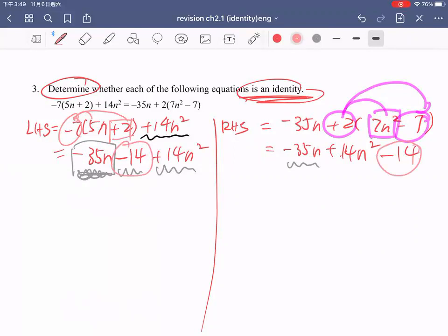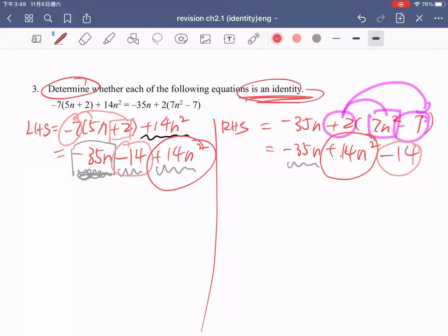And the last one, this one, they're the same. 14n squared is 14n squared. Negative 14 is negative 14. Negative 35 and negative 35n only. Okay, so the terms are the same. So the n term on the left side is the same as the n term on the right hand side, right?